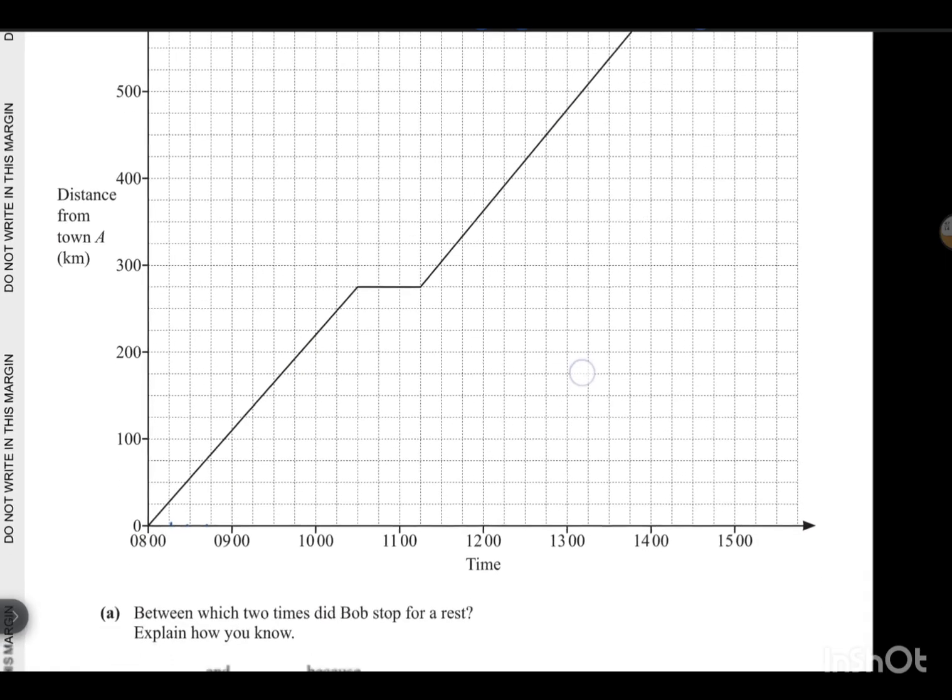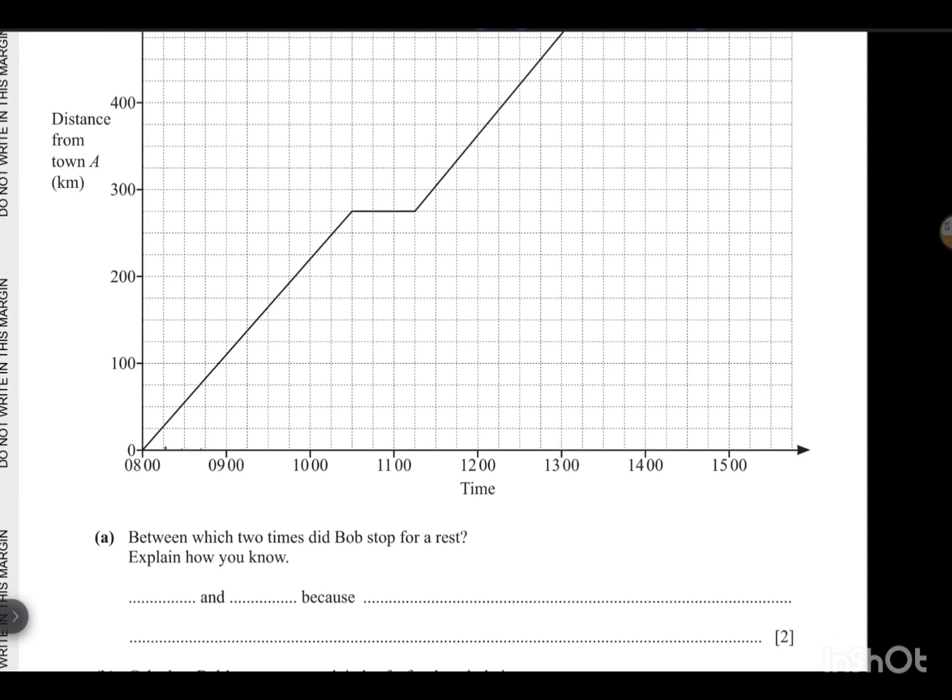Now, what is the question? Let us see. Question A. Between which two times did Bob stop for a rest? Explain how you know. So, wherever the distance time graph has a horizontal line, that line is the line where the vehicle or any person is not moving. I mean, he or the vehicle is at rest. So between which two times means you have to check now, making these vertical lines and finding the times.